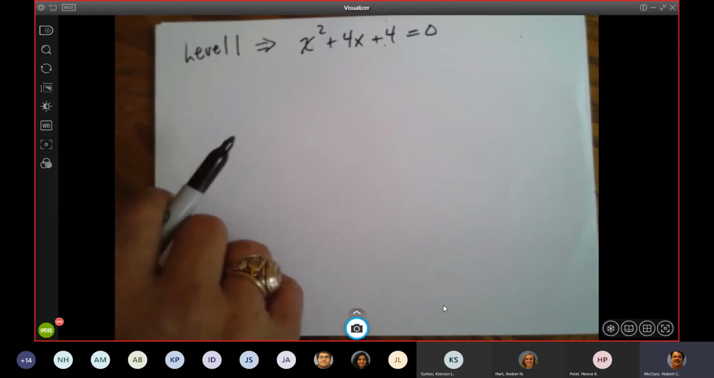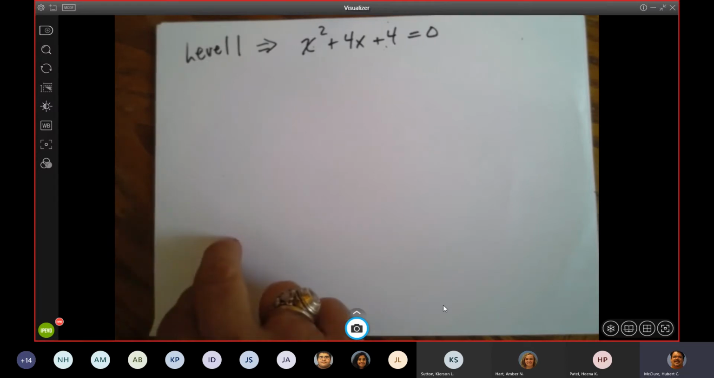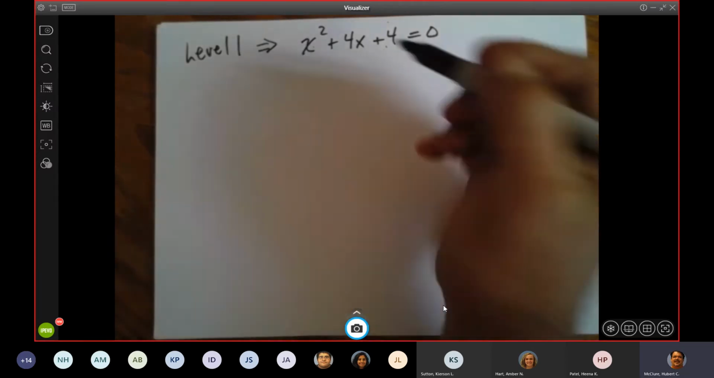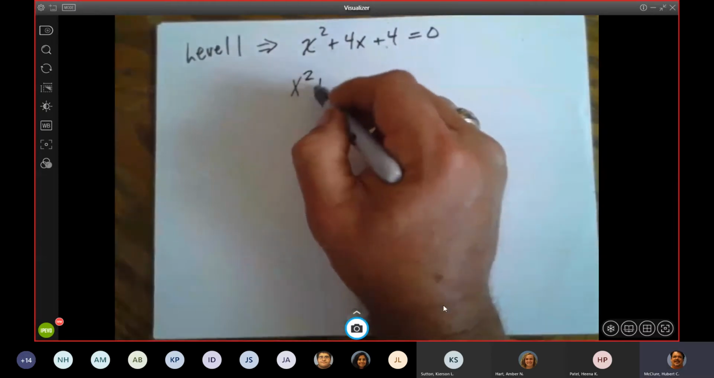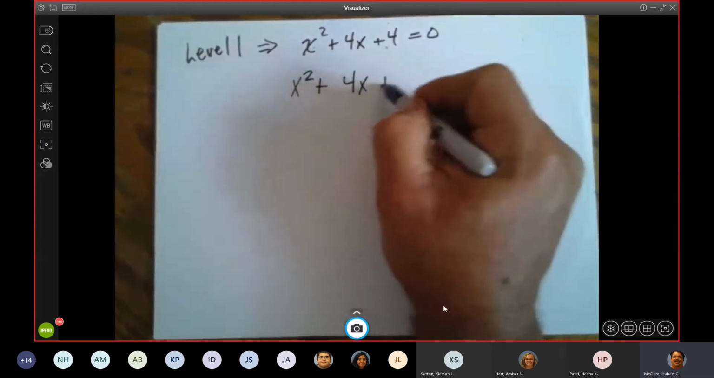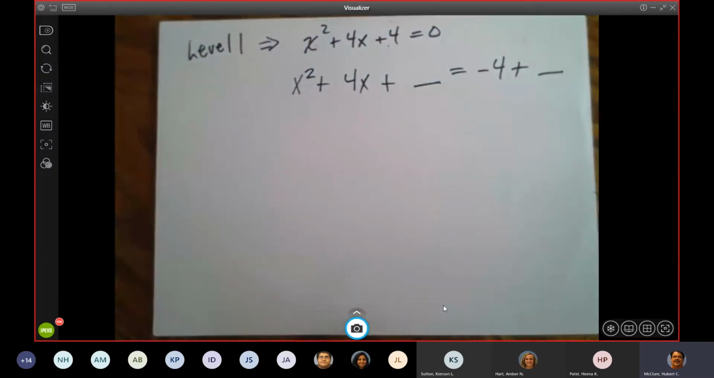Okay, I'm going to do a level 1 and I'm going to do a level 10. So here we go, level 1. First thing I do is I move C over. X squared plus 4x plus blank is equal to -4 plus blank. And I add blanks.